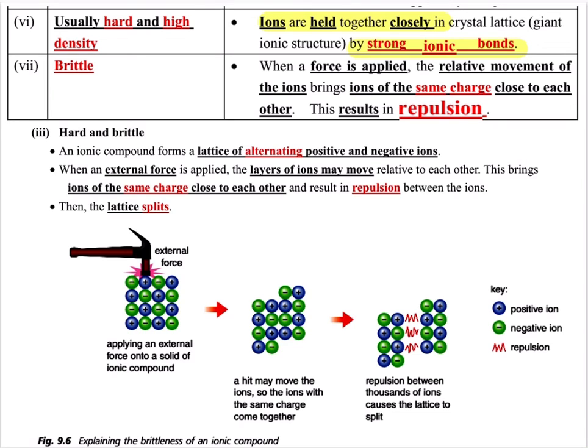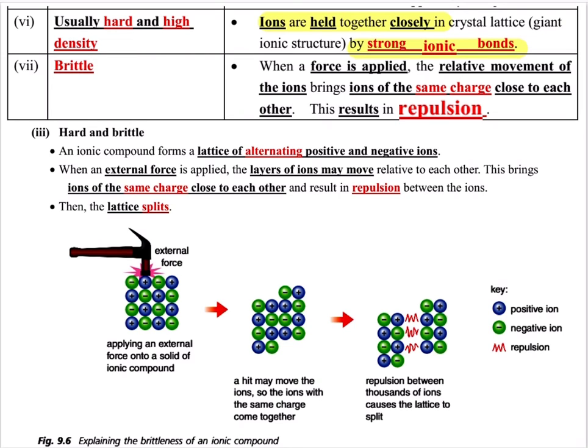the ions. They have high density because of the strong ionic bond between ions. They can pack closer to each other. Okay, they can pack closer to each other. Then the density is high.